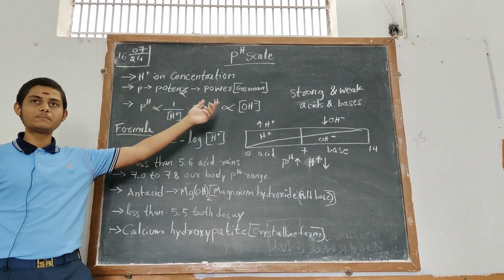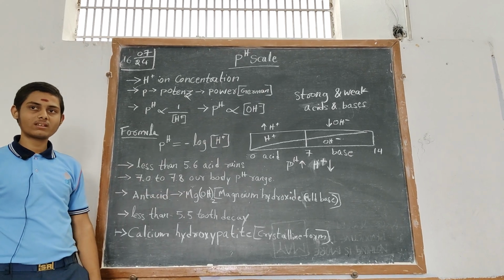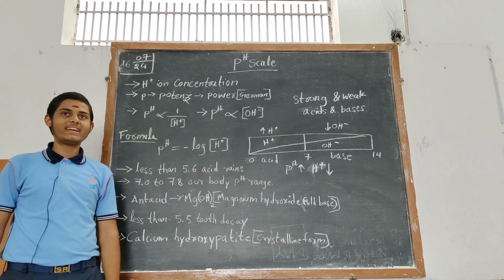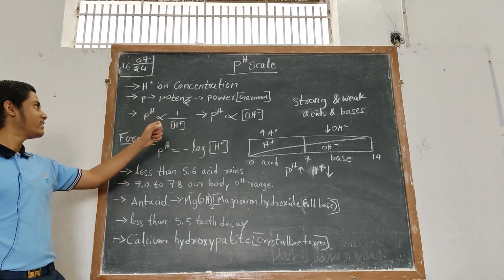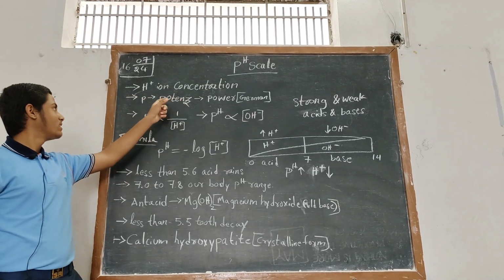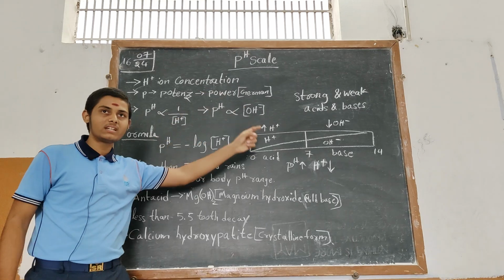Do anyone know what is pH scale? It indicates H plus ion concentration. Yeah, so let's get into the topic. The scale is invented to measure the H plus ion concentration.